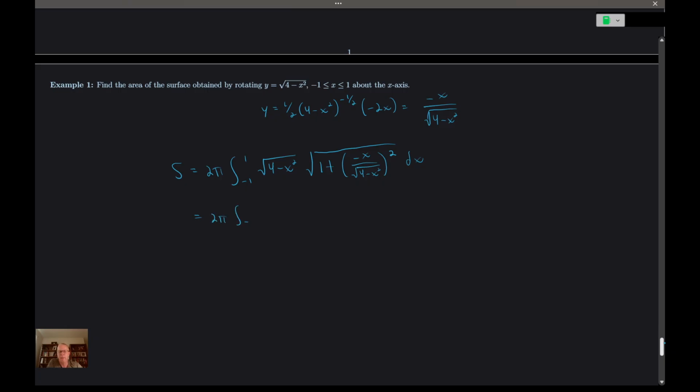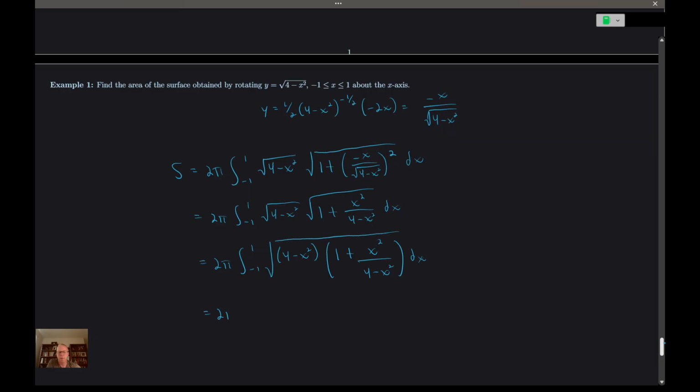So we have 2 pi times the integral from -1 to 1 of the square root of 4 minus x squared. Now notice both of these are square roots that are multiplied together, so we will eventually just put all this under one square root. Let's square this term first. So we have x squared over 4 minus x squared, that's under the square root, dx. And then let's just put it all under one square root. We have the square root of 4 minus x squared times 1 plus x squared over 4 minus x squared, dx.